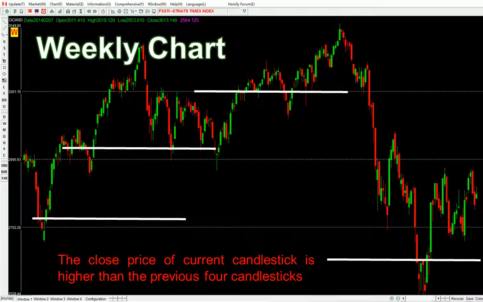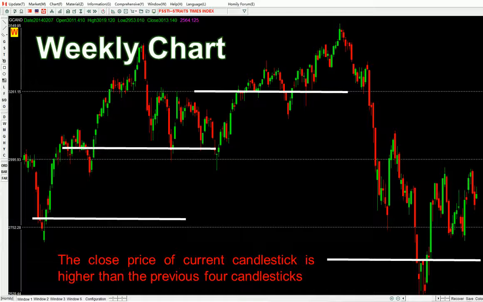Okay, so let's see, this is the chart. Firstly, I use the weekly chart to analyze the STI index. So this is the weekly chart, and you can see this is the line. I draw so many lines. What's that meaning? You can know how to judge whether the market has a chance or not. You can use this one to judge.